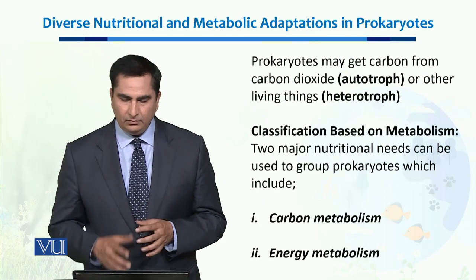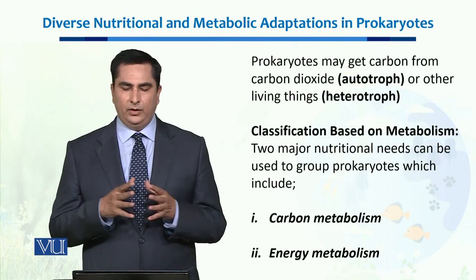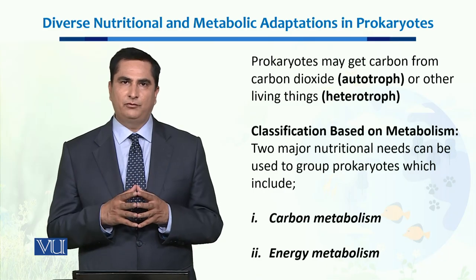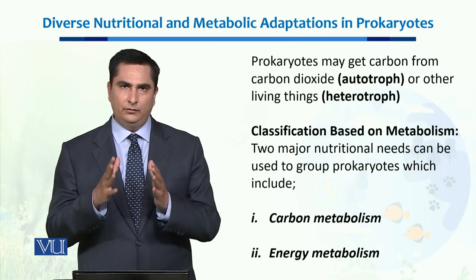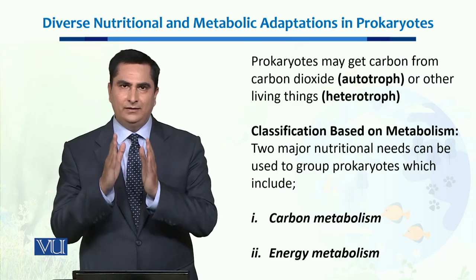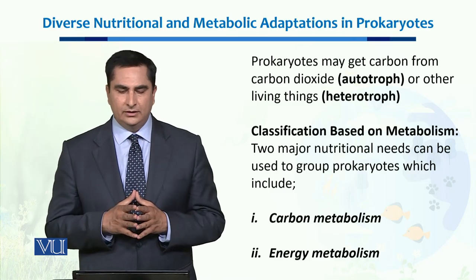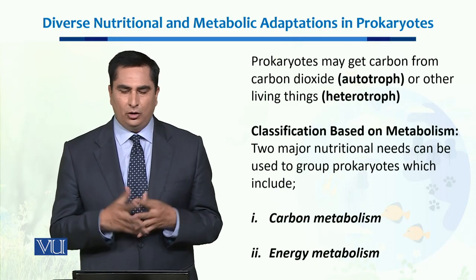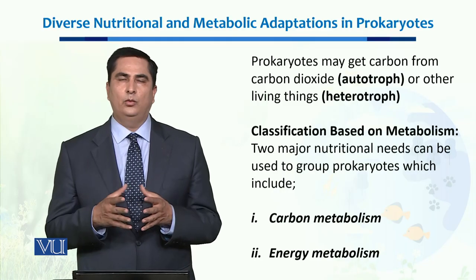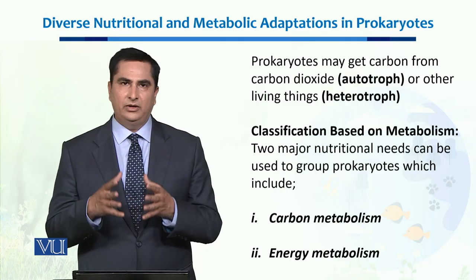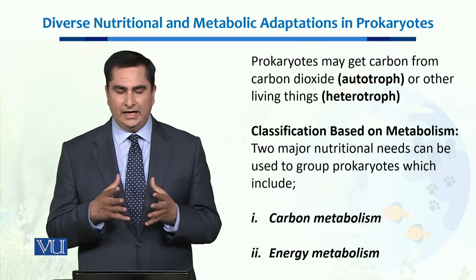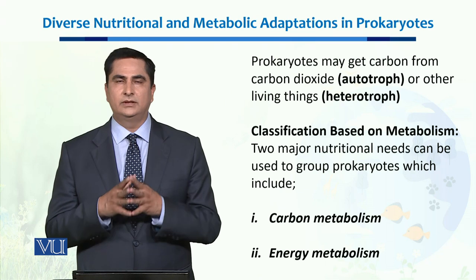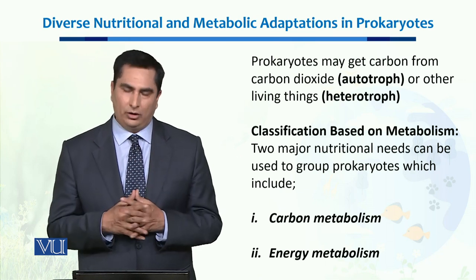Now, when we talk about the source of carbon, there are two types of prokaryotes: autotrophs and heterotrophs. Autotrophs are the ones which get their carbon from carbon dioxide. And heterotrophs are the organisms which get their carbon source from other living organisms.